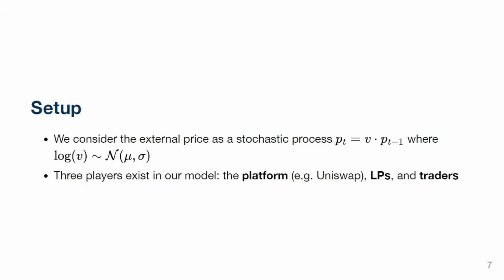Cool. So let's get to the model. Just a few things to go over first. We're going to assume that the external price process, like the price on Binance, follows a stochastic process where P_t is equal to V times P_{t-1}. You can think of V as a percentage change, and we're going to model V as log-normally distributed. There are 3 players in our model, unlike most other models. Besides just liquidity providers and the traders themselves, we also consider the role of the platform itself. In this case, this is like the Uniswap Foundation as well.